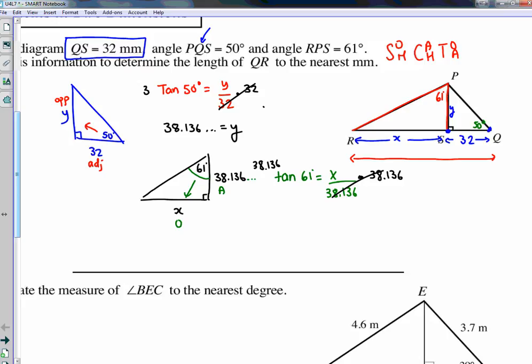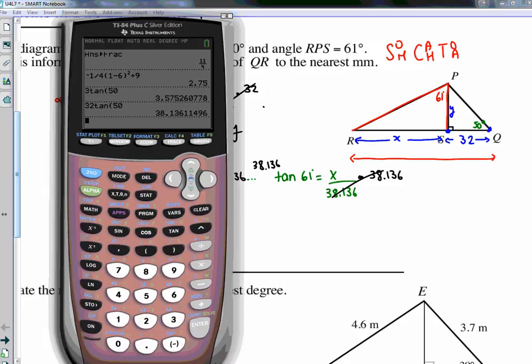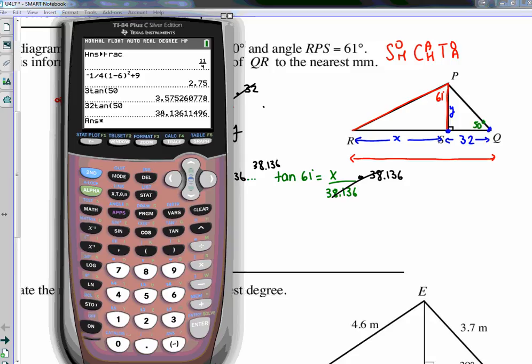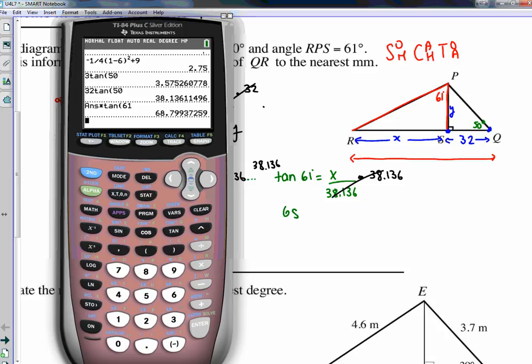All right? So when you type that in your calculator, you should just go times, and automatically it'll say answer times. You just push the times symbol. So answer times tan 61, which gives us, to the nearest millimeter... Wow, that's not our final answer. 68 point what? 68.799, or 68.8 is fine, because we're going to go to the nearest millimeter in the end. That's x.